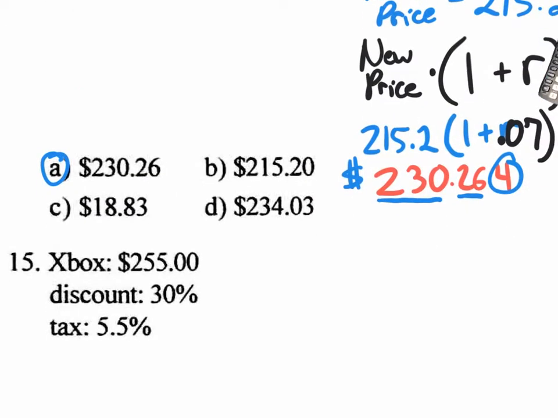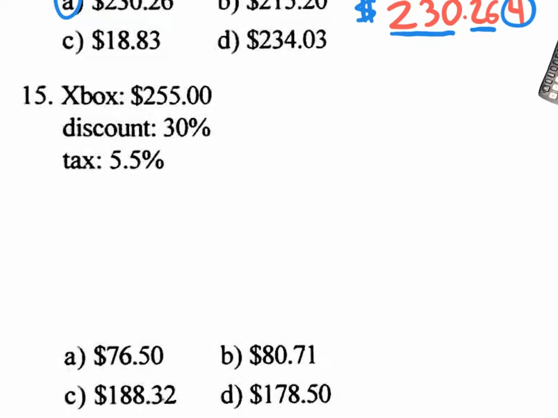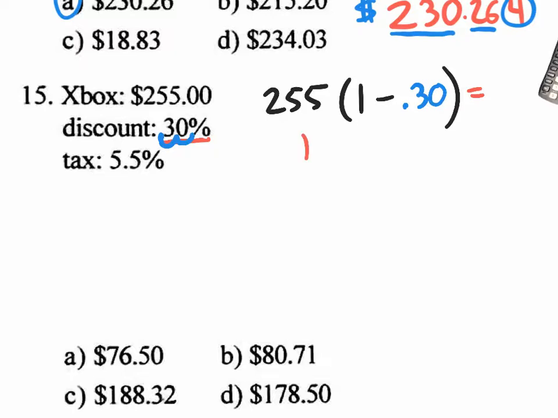Let's move on. One more. So Xbox, $255, that's our original price. $255 multiplied by 1. We're going to do a discount first, so it's going to be a minus, and the discount rate is 30%. So we're going to make that be a 0.30 when you move it over 2 spaces to the left. So 0.30 right there. Close parenthesis, let the calculator do the work. With the calculator, your answer is 178.5. And this is, again, your new price after you figure out the sale, a sale price.